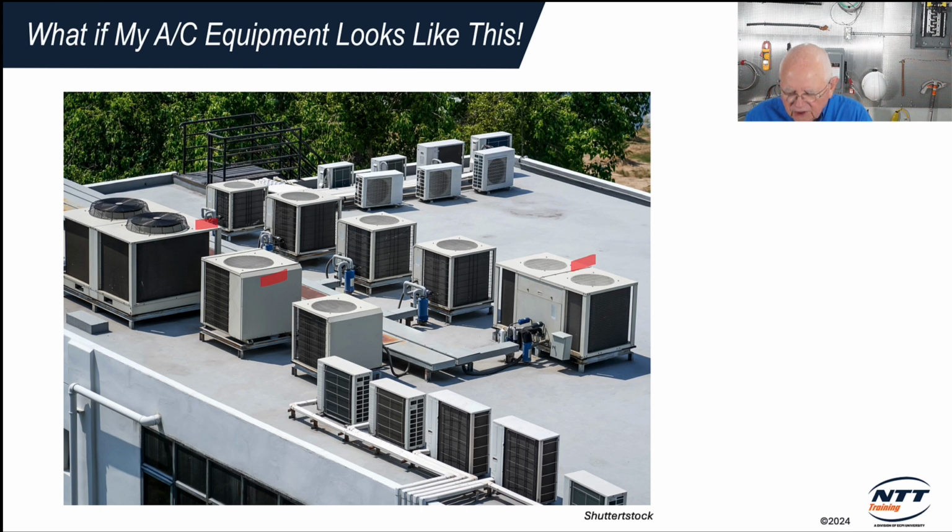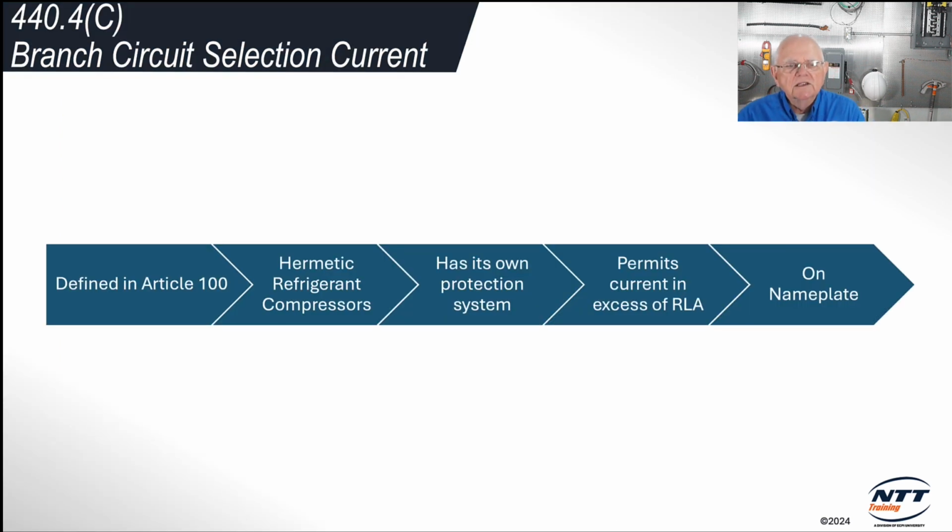One of the things that you're going to run into on the nameplates of some of this larger equipment is something called the branch circuit selection current. And instead of RLA, you may see branch circuit selection current. What is that? Well, it's defined in Article 100. And if you're like me and you go read the definition, you might get more confused than when you first thought about it.